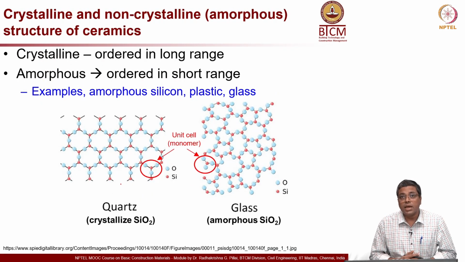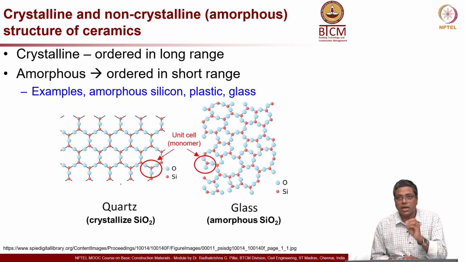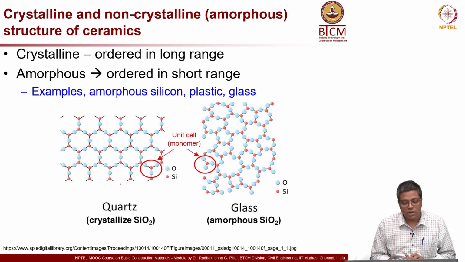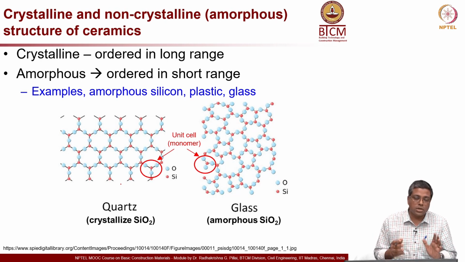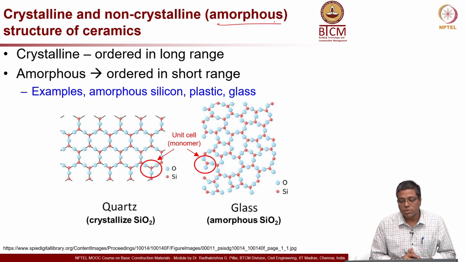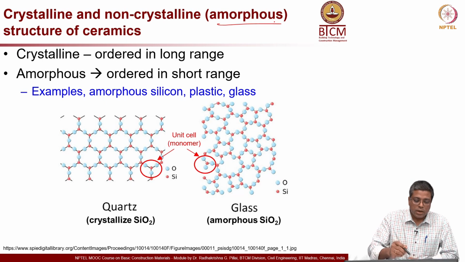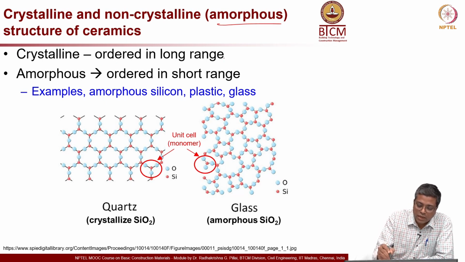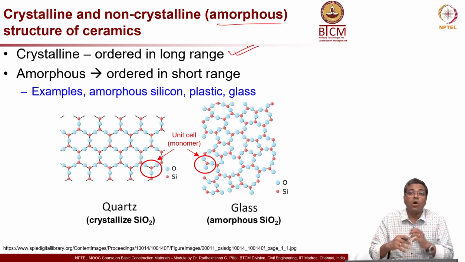Now, crystalline and non-crystalline structure. Ceramic materials can in general have two, maybe more, we will see a third one later, but in general we say crystalline and non-crystalline structure. And this non-crystalline is also known as amorphous. You will usually see this word amorphous when you read articles. Now, crystalline, when we say they are ordered in longer range.